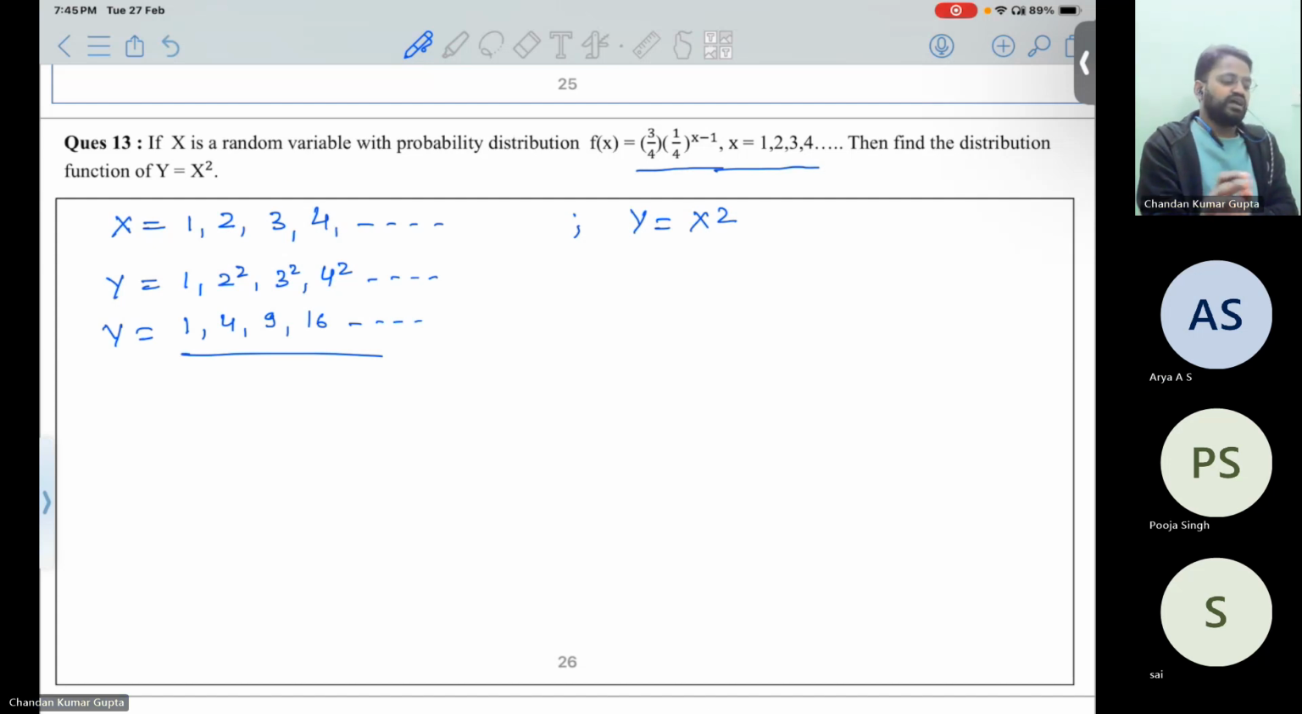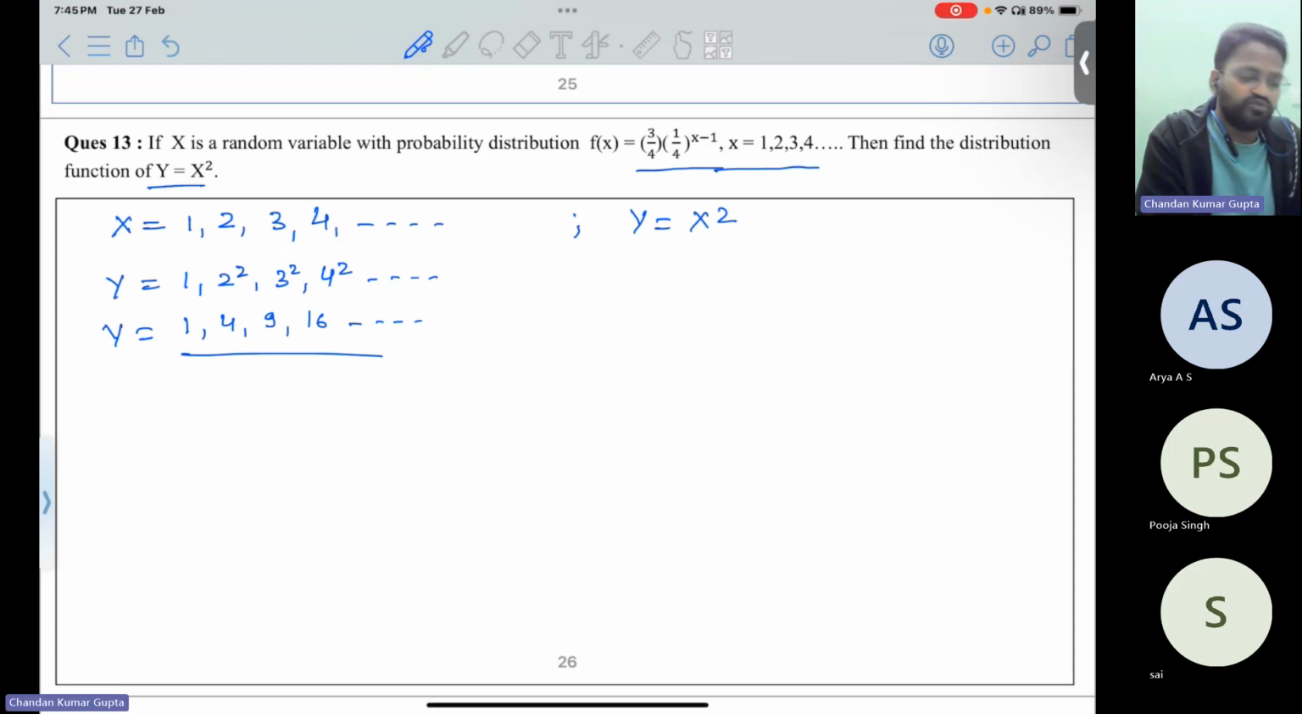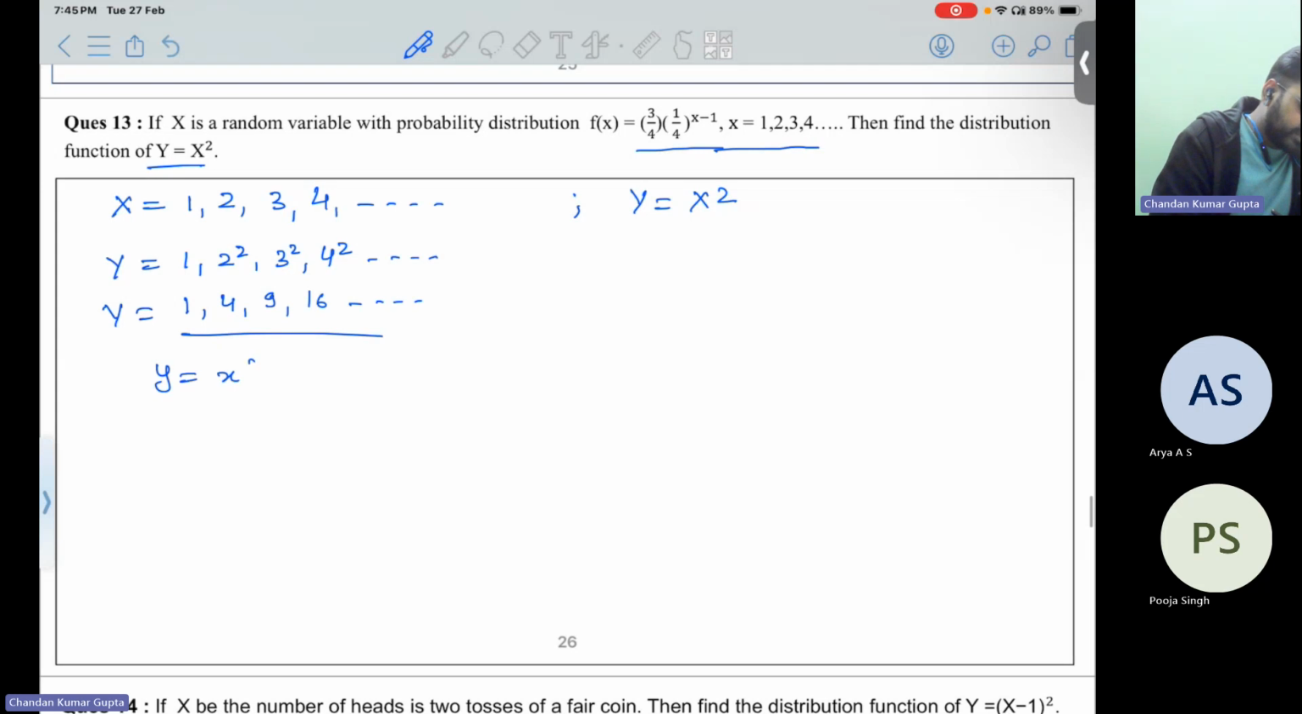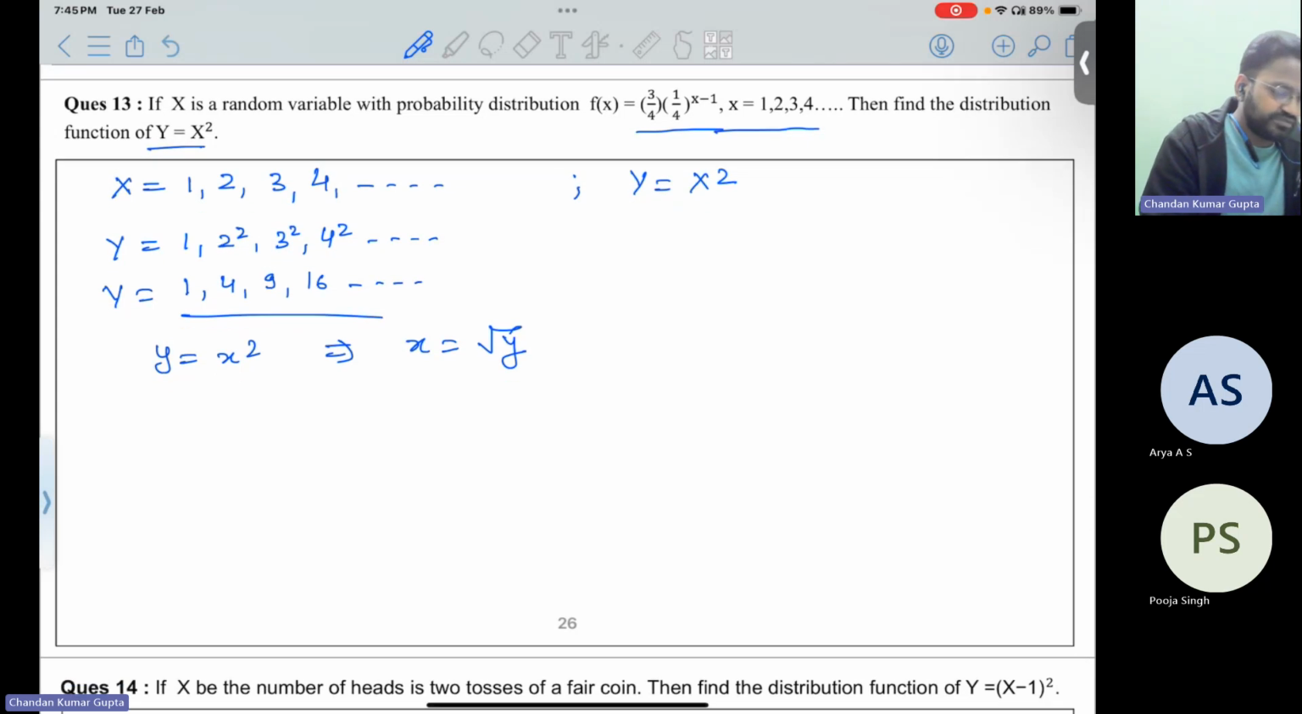Okay, and the next step is what? Since y equals x square is a one-to-one function, we will directly use it like this. Here, y equals x square, this implies x equals root y. So just replace x with root y. Okay, so we can solve this like this.